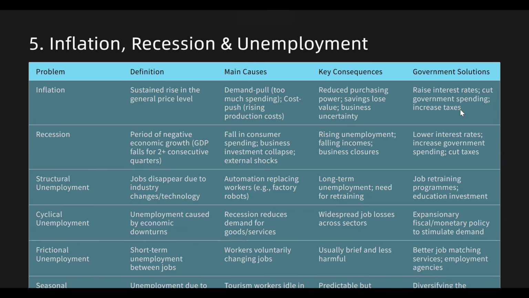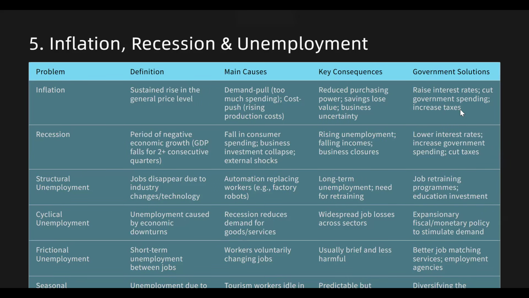So to do this, we need to decrease the spending. And to decrease the spending, we could increase interest rates, which will make loans more expensive, or we could increase taxes. If we increase taxes, people have less money to spend. Correct? Yeah, is that correct? Yes, sir. All right.